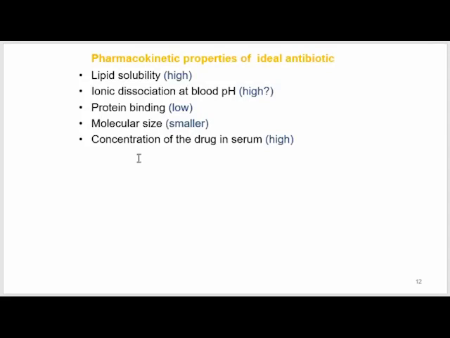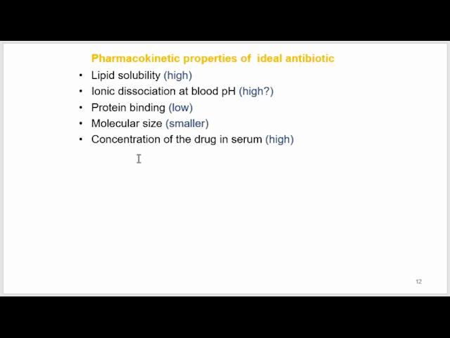So what are the pharmacokinetics properties of an ideal antibiotic? The one which is supposed to be used in patients who have meningitis. Should be highly lipophilic. Should be able to dissociate at blood pH.